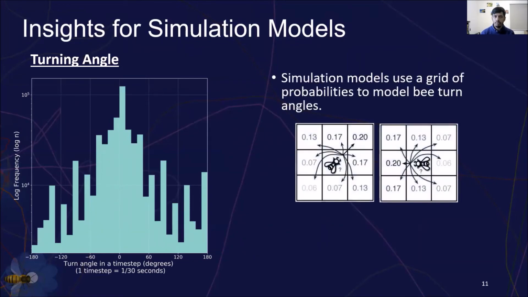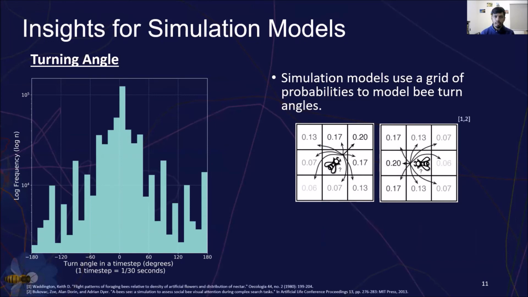Now, if you look at the simulation models, they use a grid of probabilities to model turn angles. So this diagram on the right shows the turning probability of bees modeled relative to the current heading of an artificial bee following a biased random walk. These values were calculated from results of Paddington and Buckerway. Now, if we compare these probabilities with empirical observations, we get the following lines shown in red.